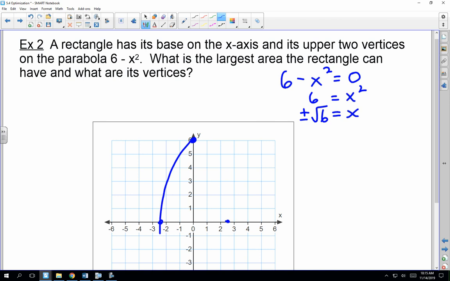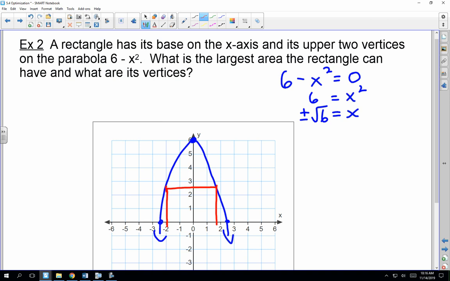So here's what's happening. This is the picture, and they'll give you a picture even in the textbook on these. And the question is, once again, we've got this rectangle somewhere in here, and there's a certain dimensions for this rectangle. We're going to find what they are. It could be that, it could be something else. But certain dimensions that will maximize the area. So what is the largest area the rectangle can have, and what are its vertices?